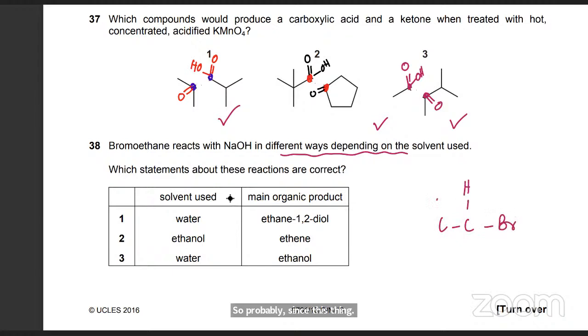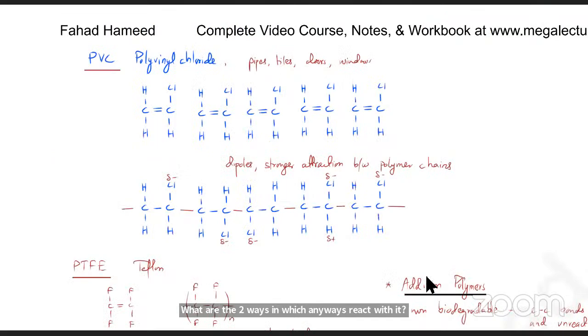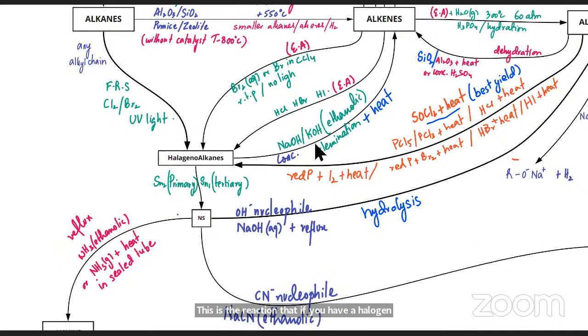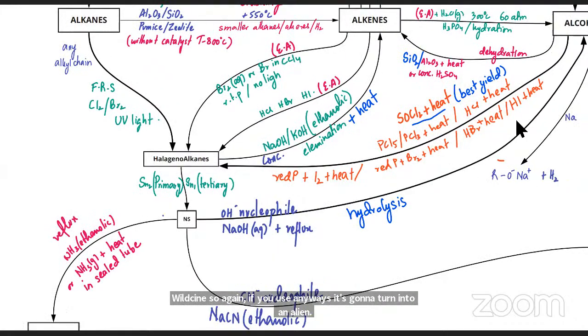What are the 2 ways in which NaOH reacts with it? Sir, ek to uska SN hydrolysis hoga, dusra elimination. Dusra kya hoga? Elimination. So this is the reaction that if you have a halogenoalkane, so if you use NaOH KOH ethanolic, it's going to turn into an alkene. But if you use NaOH aqueous, then it will turn into an alcohol.